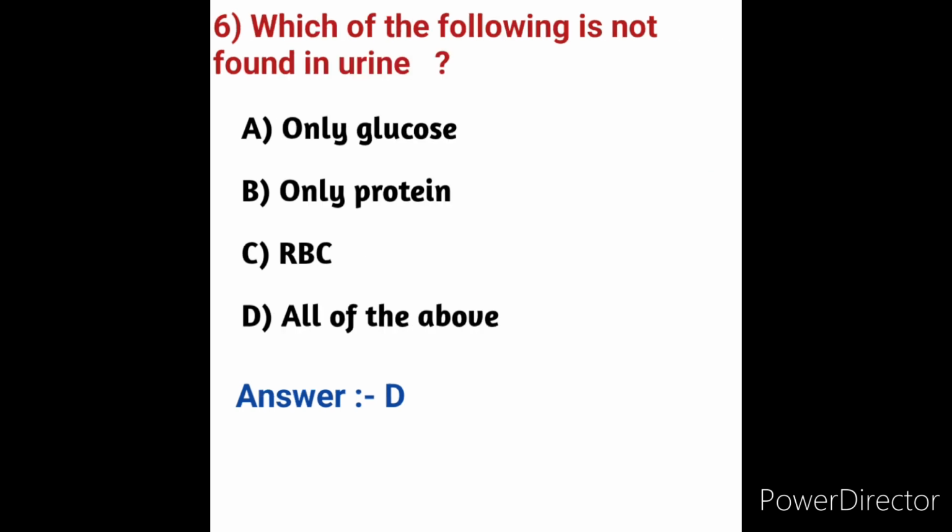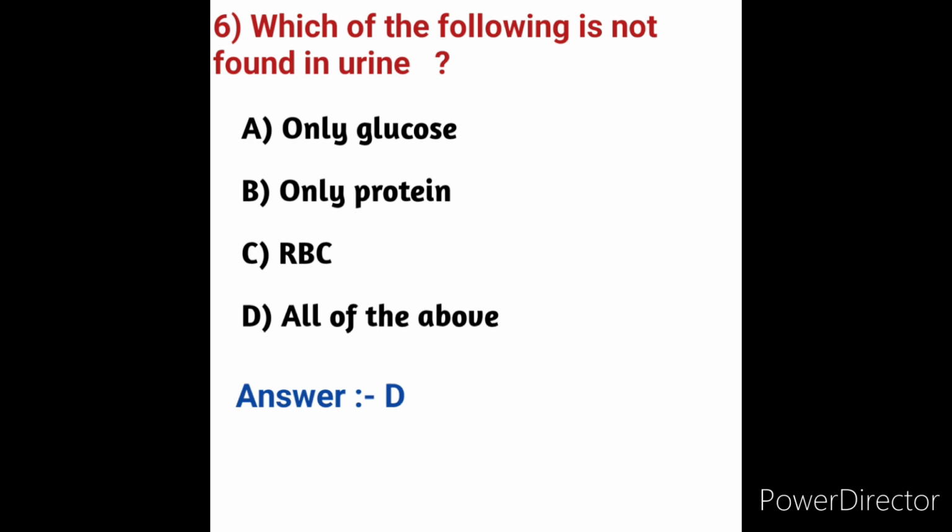Which of the following is not found in urine? From the following options, which is not found in urine? Option A, only glucose; option B, only protein; option C, RBC; and option D, all of the above. Usually glucose, ketones, proteins and bilirubin are not detectable in urine. Here option D, all of the above, is the correct answer. We can't detect glucose, protein and RBC levels in urine.